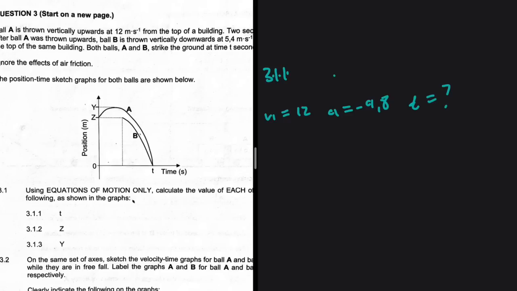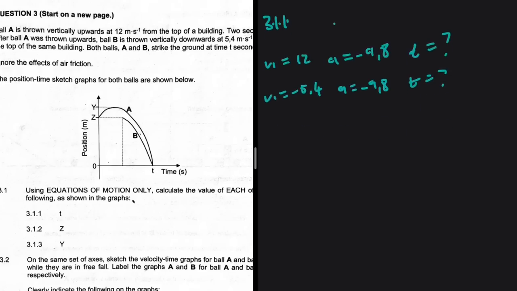Let me try the second ball, ball B. It is thrown downwards at a velocity of 5.4 meters per second. The acceleration is minus 9.8. We are looking for time t. There we go again, we don't have enough variables, but we have two balls. Can we work simultaneously? Can we use ball A and ball B in order to find our time t? Let's give it a try.